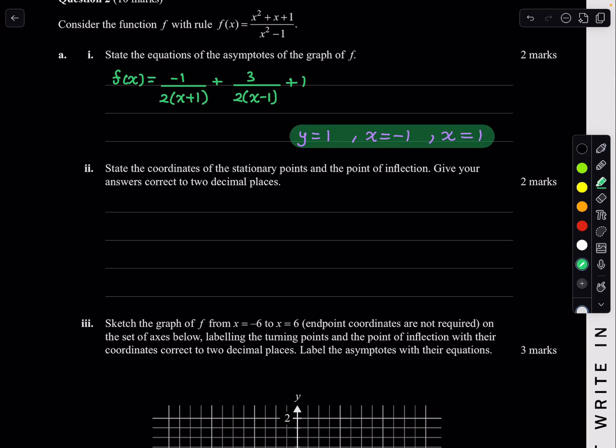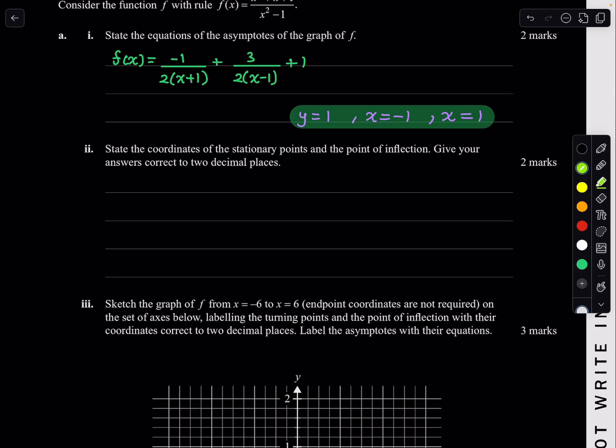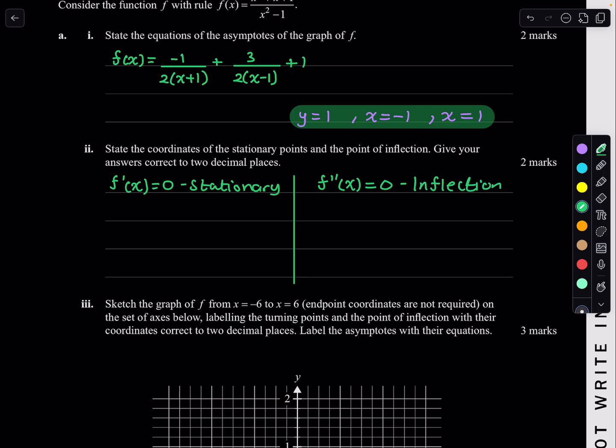State the coordinates of the stationary points and the point of inflection. Give your answers correct to these decimal places. Really easy. So we already know how to find those. To find stationary points, it's when you let f dash of x equal 0. And that results, of course, in stationary points. And to find the point of inflection, you let the double derivative equal 0.